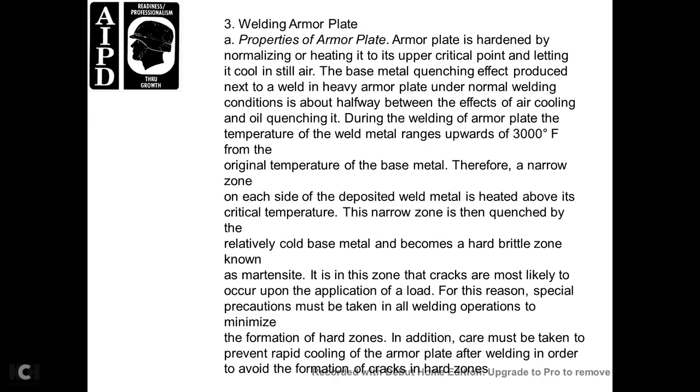During the welding of armor plate, the temperature of the weld metal ranges up to 3,000 degrees Fahrenheit from the original temperature of the base metal. Therefore, a narrow zone on each side of the deposited weld metal is heated above the critical temperature. This narrow zone is quenched by the relatively cold base metal, forming a hard or brittle zone known as martensite. In such zones, cracks are more likely to occur with the application of load. For this reason, special precautions must be taken during the welding operation to minimize the formation of the hard zone. In addition, care must be taken to prevent rapid cooling of the armor plate after welding in order to avoid formation of cracks in the hard zone.